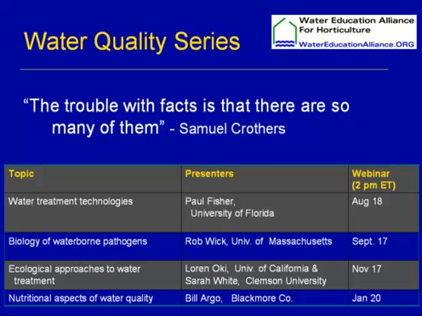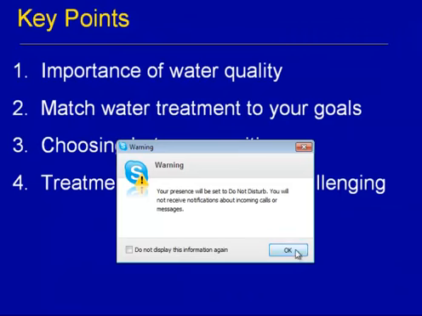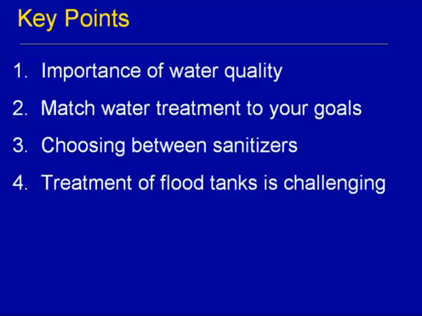Lauren Oakey and Sarah White from University of California and Clemson will be talking about slow sand filtration and constructed wetlands, more ecological approaches to water treatment. And Bill Arrigo will finish out the series talking about nutritional aspects of water quality, such as alkalinity, EC, boron issues, and so on.